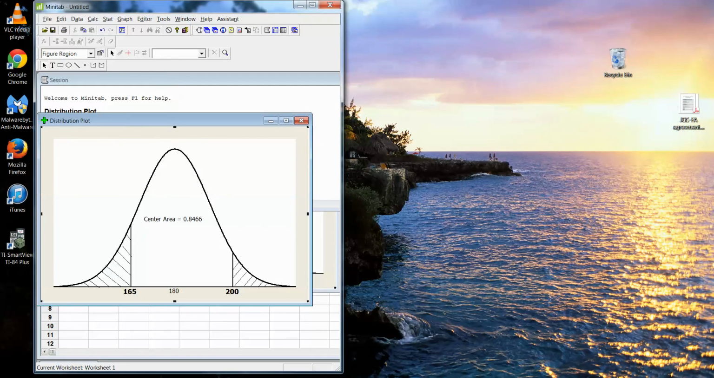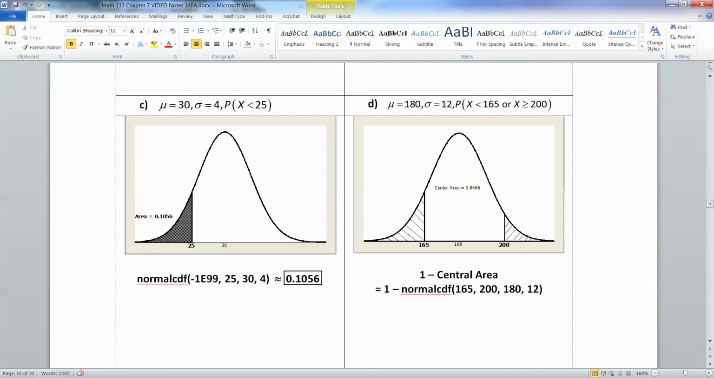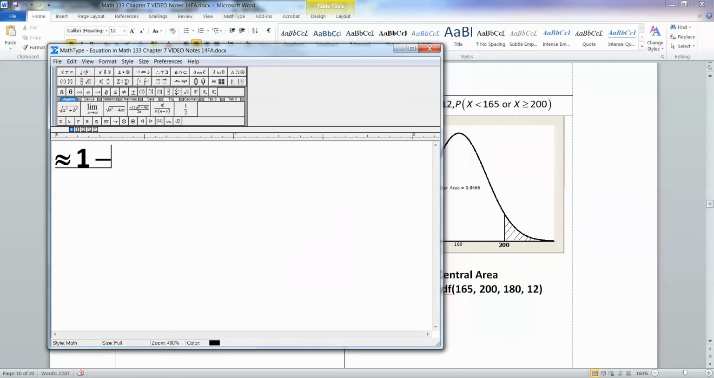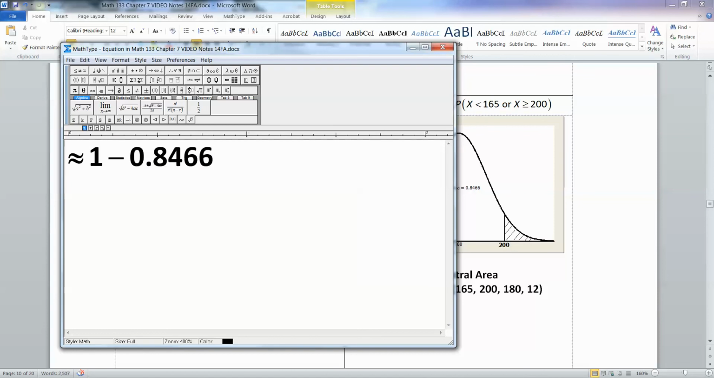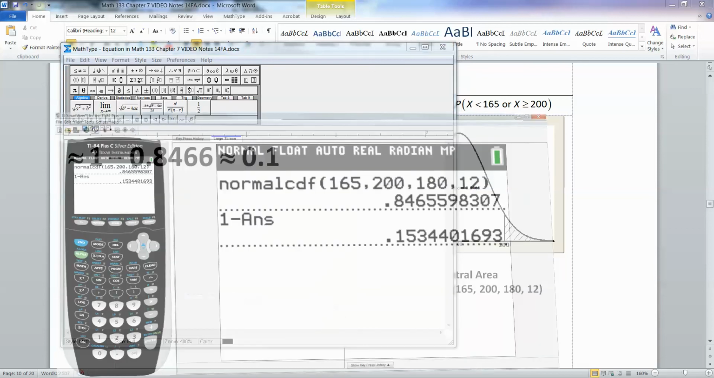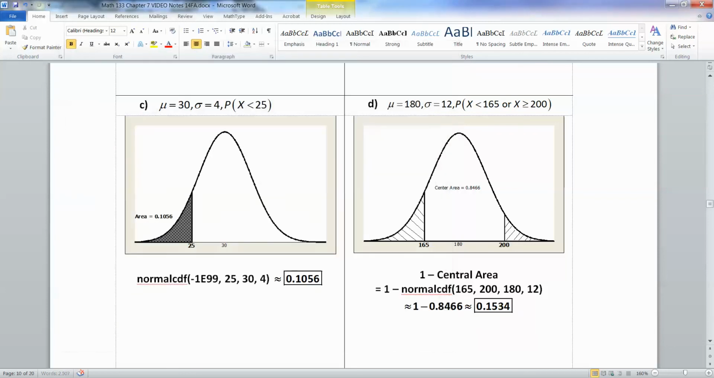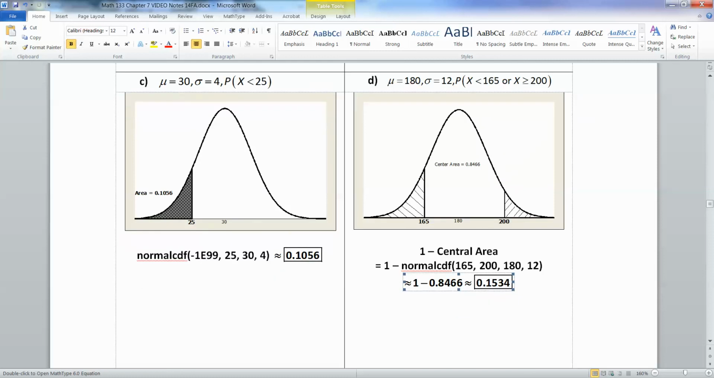So this is, hold on, come back. There we go. 1 minus 0.8466. And that is approximately equal to 0.1534. So it's the complement rule, again, from chapter 5. We don't want the area in the center, but we find the area in the center. And we take it away from 1 to find the area in the 2 tails put together.